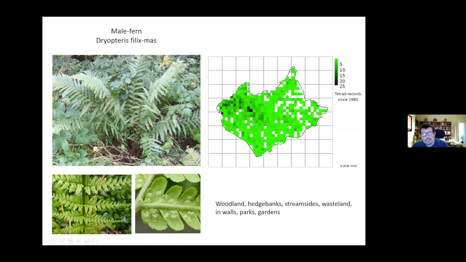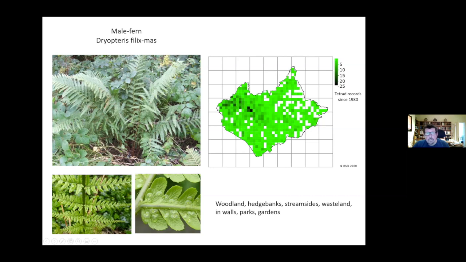This is a pattern. People record in Charnwood because it's nice. The other pattern is this bit, which is empty because nobody records. But I think what this does show is that this is a stronghold for this fern up in Charnwood, but it is generally distributed throughout the county. It does peter out a bit as we get up here in the Vale of Belvoir and the more intensively agricultural area of the county.